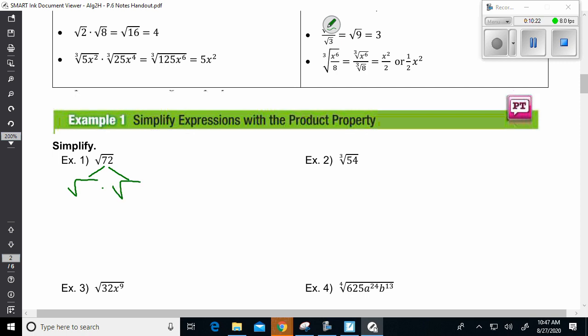So part of this is asking yourself, what are all the ways I can multiply to 72? That's 1 and 72, 2 and 36, 3 and 24, 4 and 18, 6 and 12, 8 and 9. I'm looking for the biggest perfect square. That's 36. So we're going to use 36 and 2.